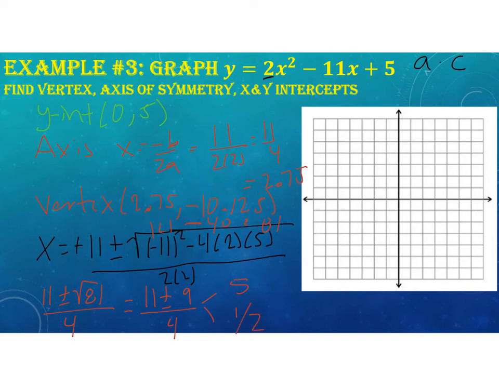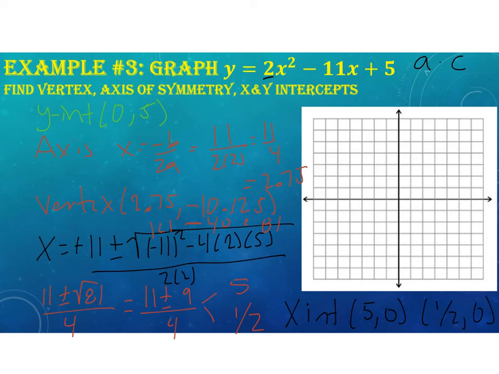So we do have two x-intercepts this time. We're going to make sure we write them as x-intercepts, ordered pairs. So my first x-intercept is 5, 0. My second intercept is 1/2, 0.